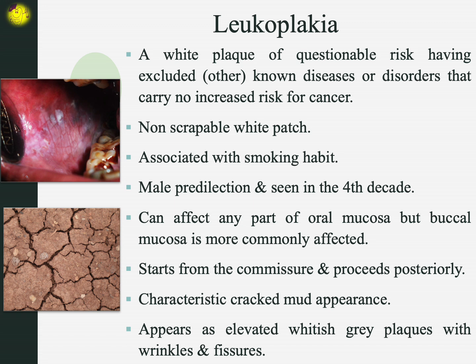Moving over to a very important white lesion, which is leukoplakia, defined as a white plaque of questionable risk, having excluded other known diseases or disorders that carry no increased risk for cancer. This is a white plaque commonly seen on the buccal mucosa, followed by the tongue or the labial mucosa. It's a non-scrapable white patch and has been associated with smoking habit. It's predominantly seen in males in the fourth decade of life, and it usually starts from the commissure of the lips and can proceed posteriorly. Typically, the clinical appearance is described as a cracked mud appearance.